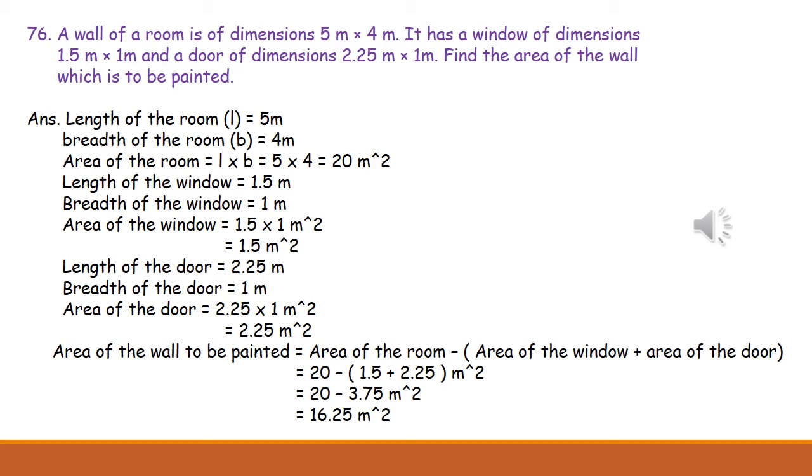So first we are finding the area of that wall. L is the length, 5 meter, breadth is B, that is 4 meter. So area of the room will be L into B, that is 5 into 4, that is 20 meter square.